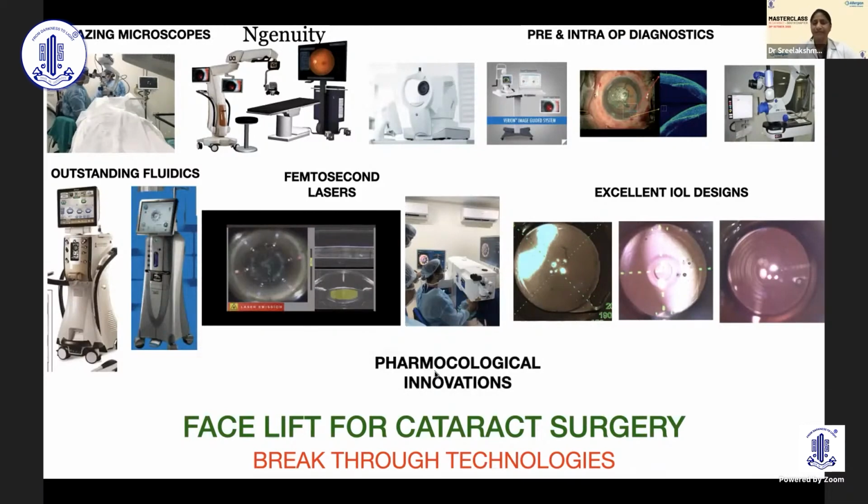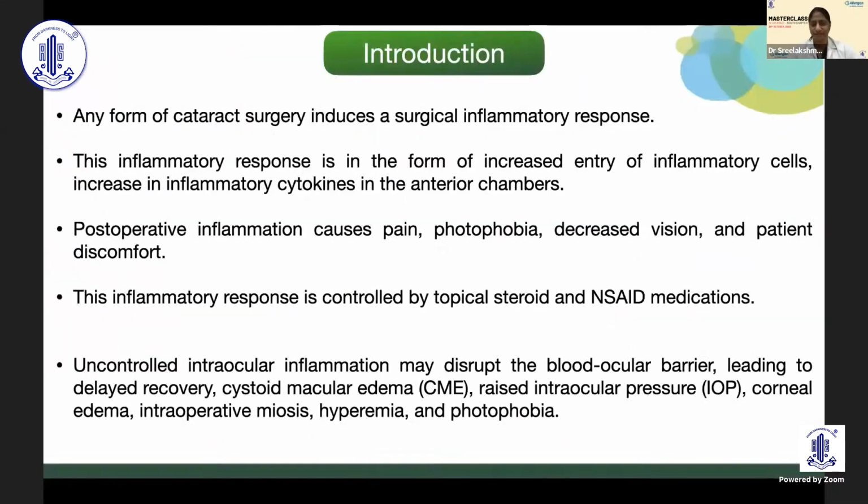So whatever is the form of cataract surgery, eventually you are going to have an inflammatory response. If you don't control the inflammation, the end results will be poor visual outcomes. You can have delayed cystoid macular edemas, raised intraocular pressures, and corneal edemas. So the response has to be controlled by using topical steroids concomitantly with non-steroidal anti-inflammatory drugs.